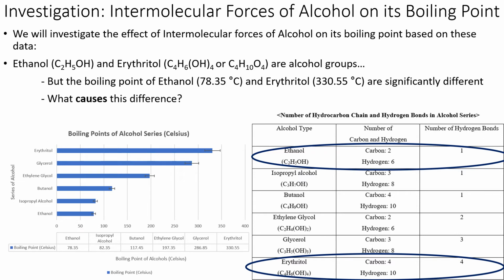First, as you can see, ethanol, C2H5OH, and erythritol, C4H6OH4, or you can just put it C4H10O4, are in the same alcohol group. But the boiling point of ethanol, which is 78.35 Celsius, and erythritol, which is 330.55 Celsius, are significantly different from each other. So our main point is this: what causes this difference?